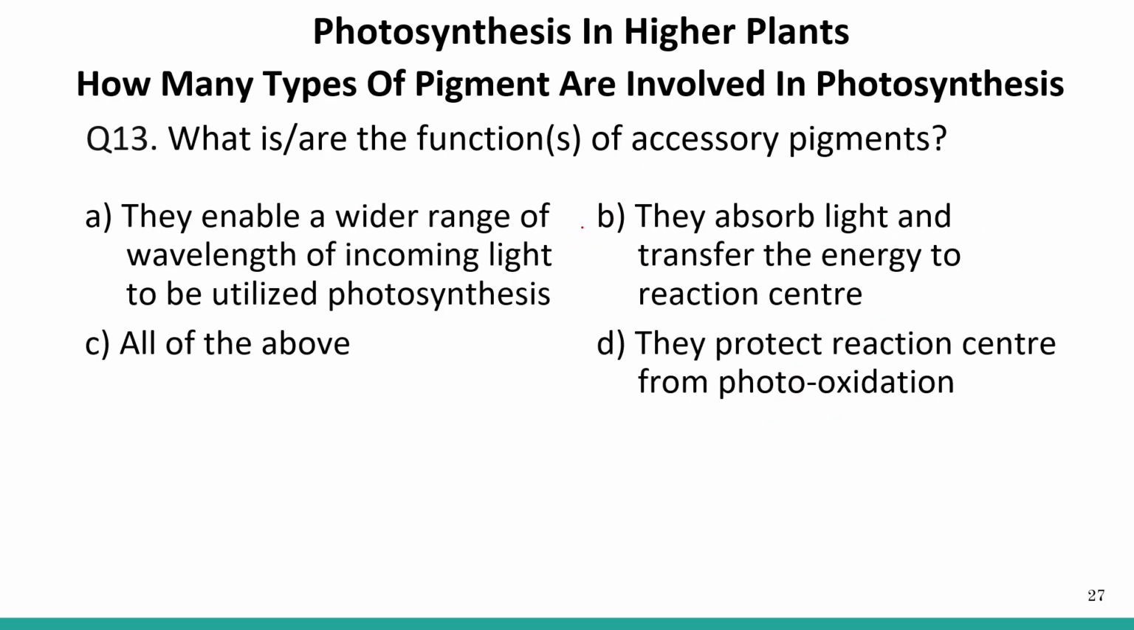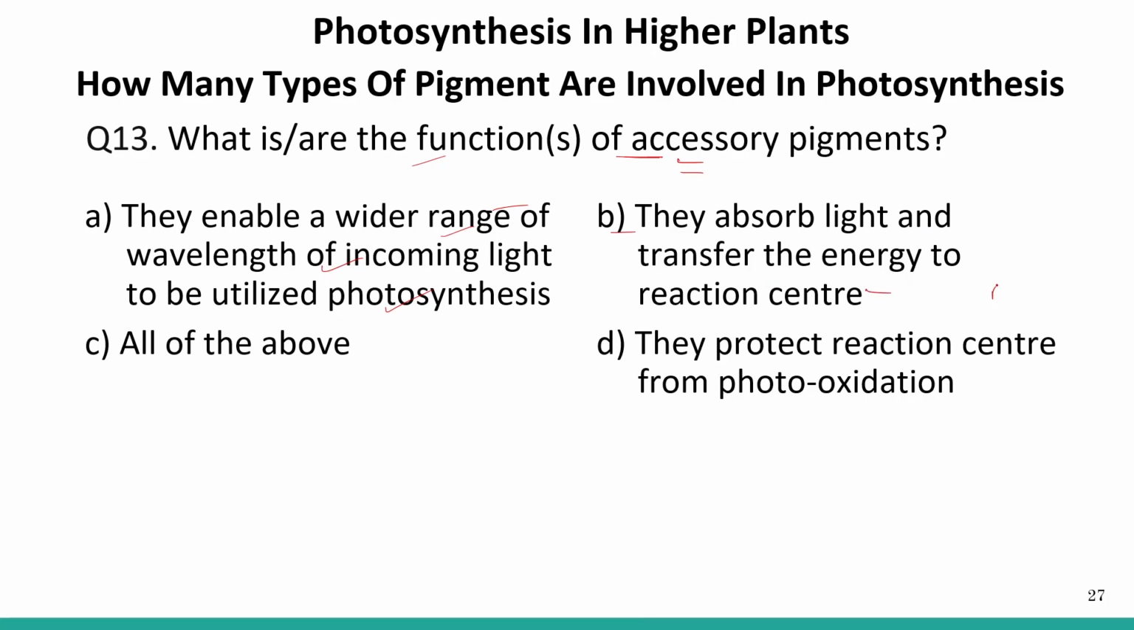Now the next question is, what is or are the functions of accessory pigments? We've already talked about accessory pigments. These are chlorophyll b, carotene and xanthophylls. So what are the functions of accessory pigments? First option is they enable a wide range of wavelengths of incoming light to be utilized during photosynthesis. This is true. Then option B, they absorb light and transfer the energy to the reaction center. So this is also true.